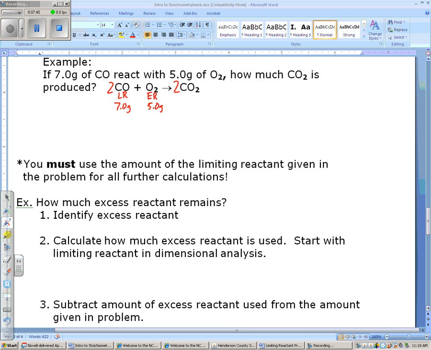So in step 2, calculate how much excess reactant is used. So I have to start with my limiting reactant. I want to know how much of this is used. So that's where my question mark is. So 7 grams of CO. You must start with the amount of limiting reactant, and we're going to go to the excess reactant. So can I use mole ratio? No, because I have grams right here. So then we need to use molar mass to go to moles. So 28.01 grams of CO and 1 mole of CO.